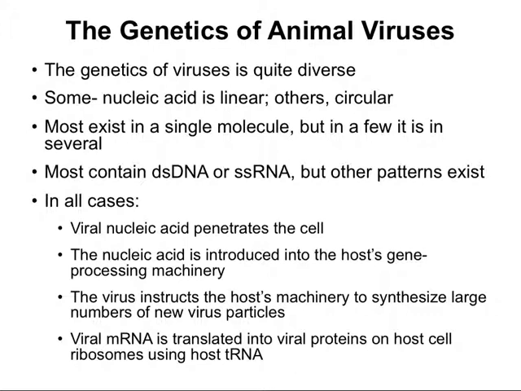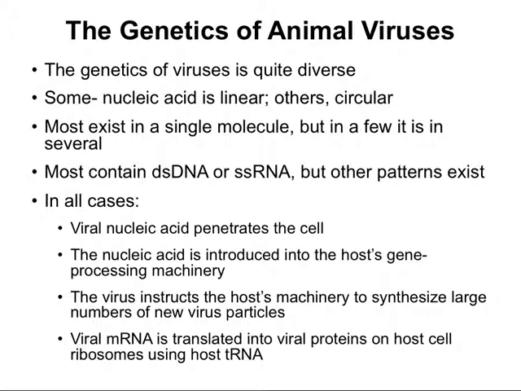A couple of things that are consistent for all viruses, though, is that the viral nucleic acid penetrates the cell. The nucleic acid is introduced into the host's gene processing machinery. That virus then instructs the host machinery to synthesize large numbers of new virus particles, and the viral messenger RNA is translated into viral proteins on the host cell ribosomes using host's transfer RNA. So hopefully this puts all the pieces together for you, of what machinery animal viruses are really hijacking during their infectious cycle.